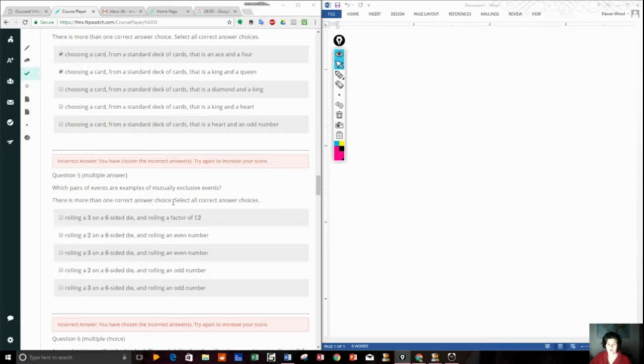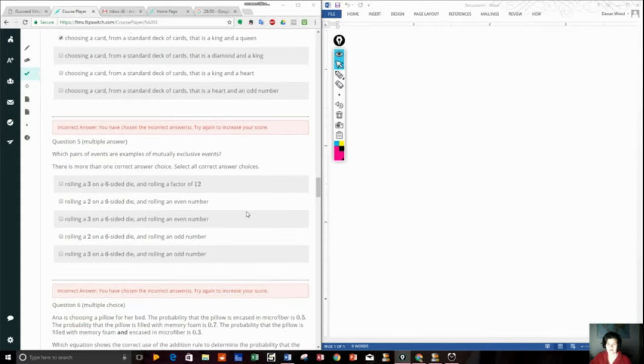Alright, so which pair of events are examples of mutually exclusive events? There's more than one correct answer choice. Select all correct answer choices. Rolling a 3 on a 6-sided die and rolling a factor of 12. Are they mutually exclusive? Well, is 3 a factor of 12? Yes. So no, they're not. This can happen at the same time. So they are not mutually exclusive.